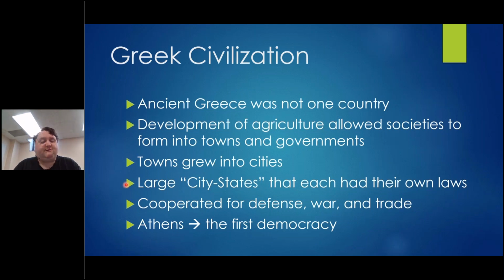And the different cities of Greece cooperated with one another for different reasons. So for military defense or going to war, but also for trade, which was peaceful. One of these city-states is really important to modern American history, and that is Athens. The reason Athens is so important is because that is where the first democracy came. They invented the idea of having the people vote on what their government should look like.